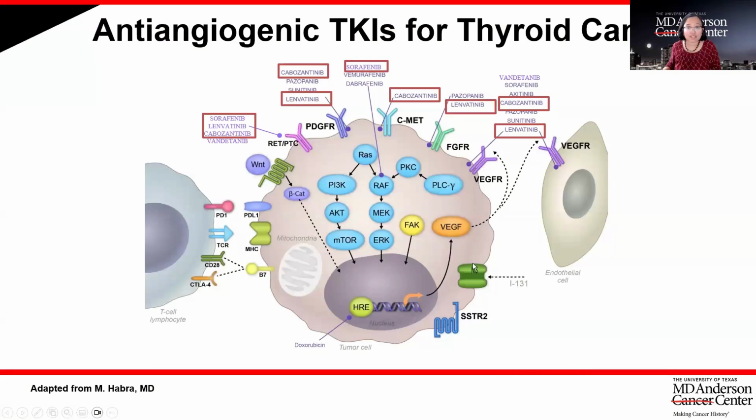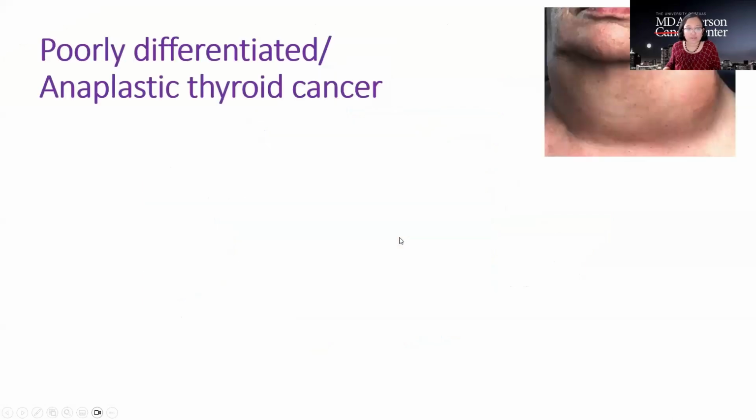So these are the same anti-angiogenics that I showed earlier, just to recap, which we use to cut off the blood supply to the tumor. If you have a contraindication, then you can look for specific mutations and target that.